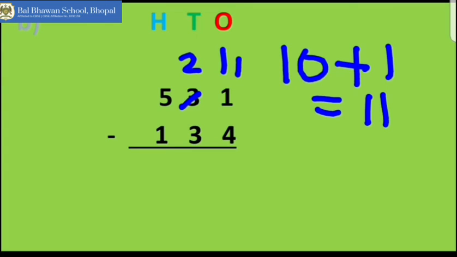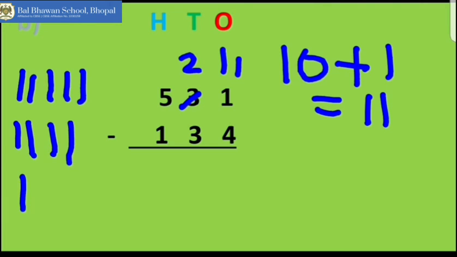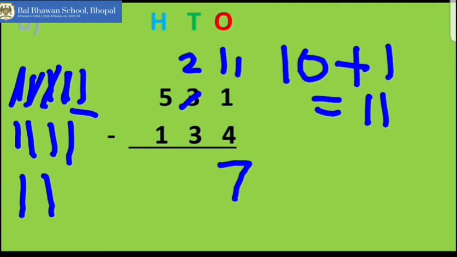So now we will subtract 4 from 11. Okay. So now children, we will draw 11 lines. 1, 2, 3, 4, 5, 6, 7, 8, 9, 10, 11. And you have to subtract 4. So cross out 4 lines. 1, 2, 3 and 4. How many left? 1, 2, 3, 4, 5, 6 and 7. So children, 11 minus 4 is 7. Now we have done with the ones place.